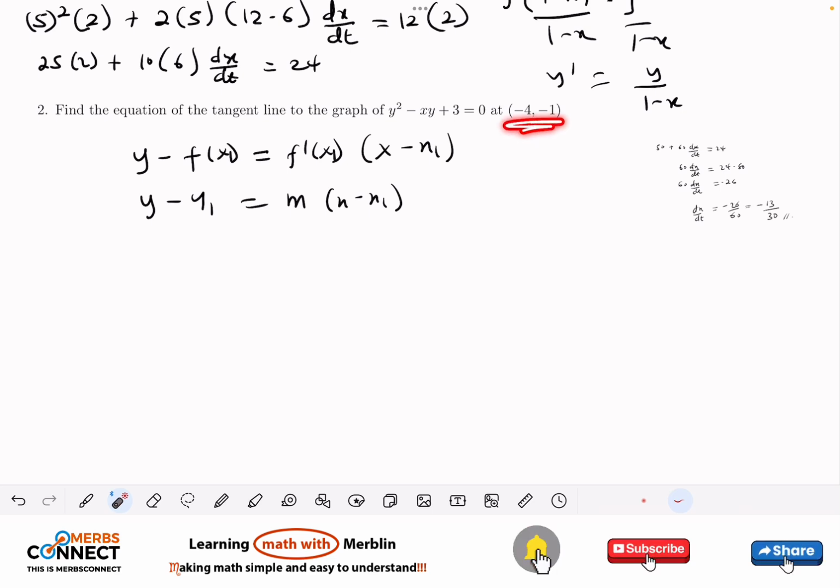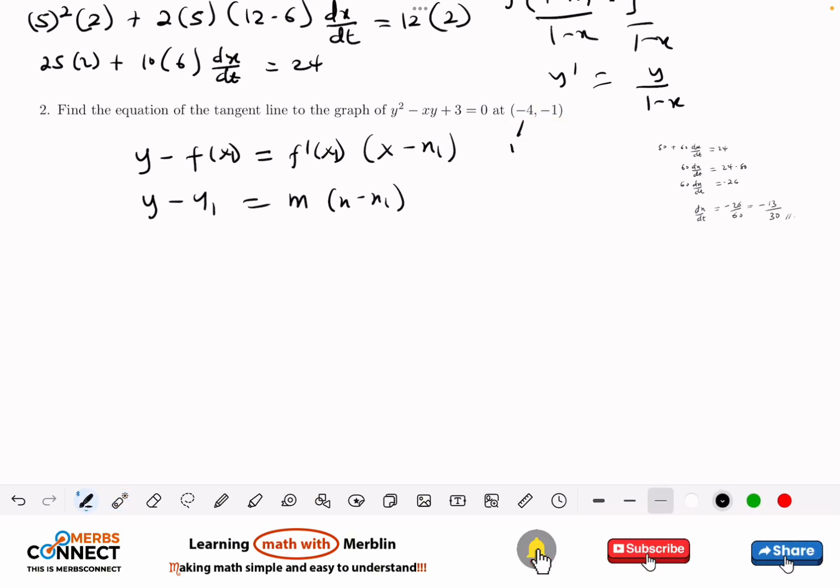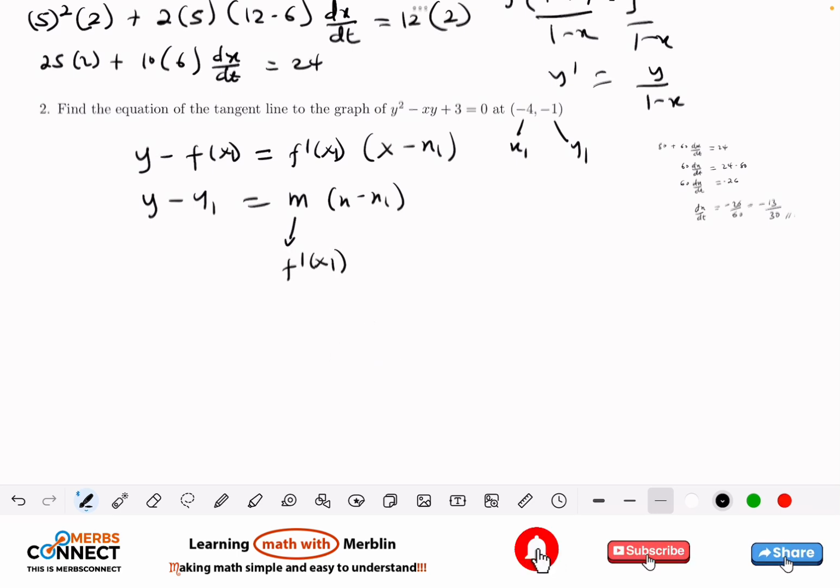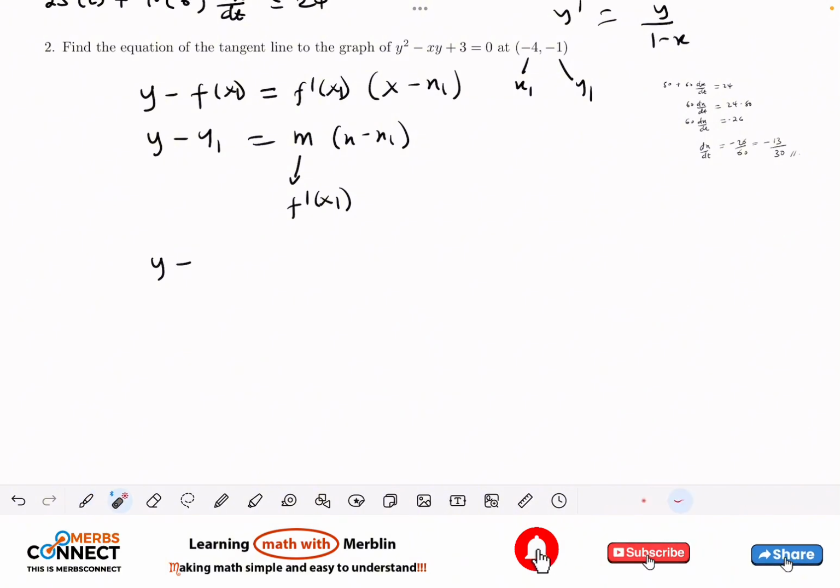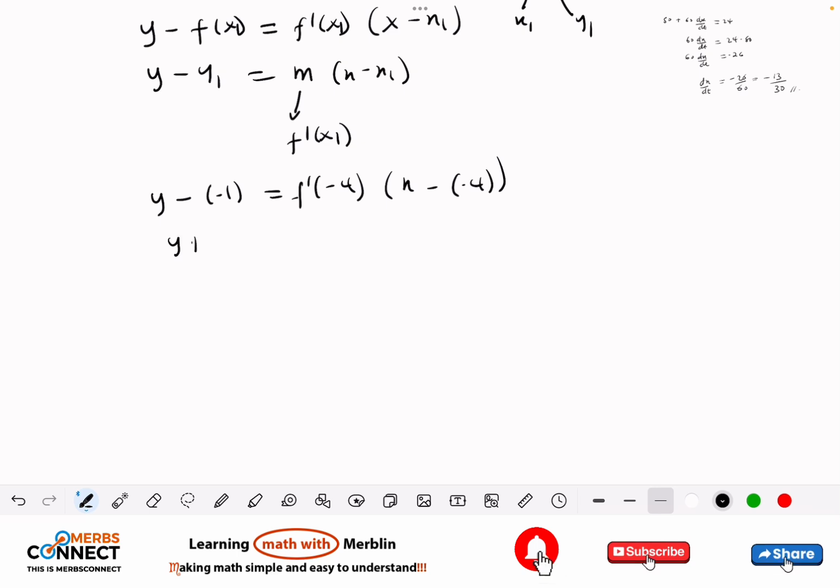because of what is given here. So luckily for us, this is our x1, this is our y1. So I think we have it perfect, right? So then don't forget this m here is f prime of x1. So I will have y minus y1, which is minus 1, which is equal to this m here is f prime of x1. So x1 is minus 4, so f prime of minus 4, then x minus minus 4. So when I simplify it, I'll have y plus 1, which is equal to f prime of minus 4, times x plus 4. So this is what you're going to get.